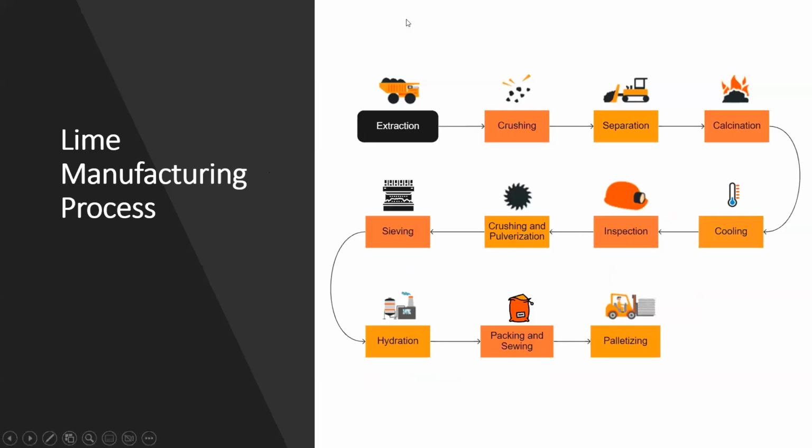Okay, finally, we made a research about the lime manufacturing process, and we made a flow map that goes from the extraction, the crushing of the rock, the separation, calcination, cooling, then the inspection, the crushing and pulverization, sieving, the hydration to obtain the calcium oxide, and then the final process, which is the packaging and the palletizing.